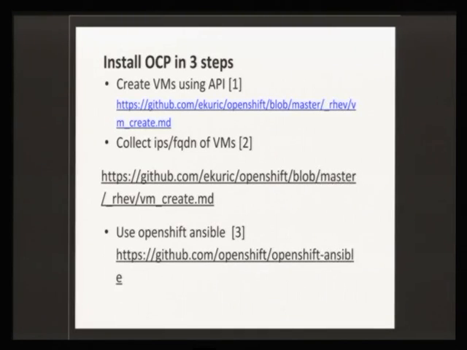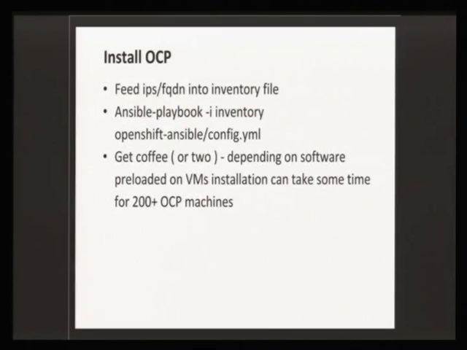It could be done in 3 steps: create virtual machines; then, as an addition, collect IPs of the VMs when the machines are created. That means once you have machines, you need some way to collect IPs in order to feed them later into the Ansible playbook. And the last step is to use OpenShift Ansible to build it.